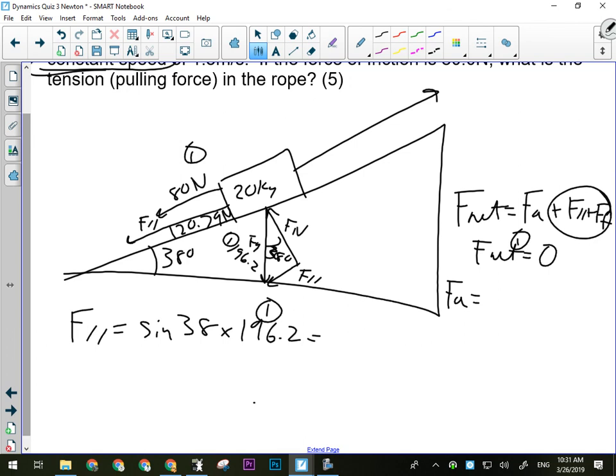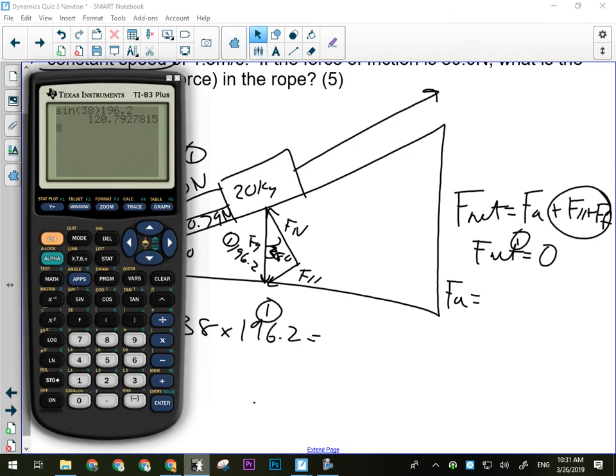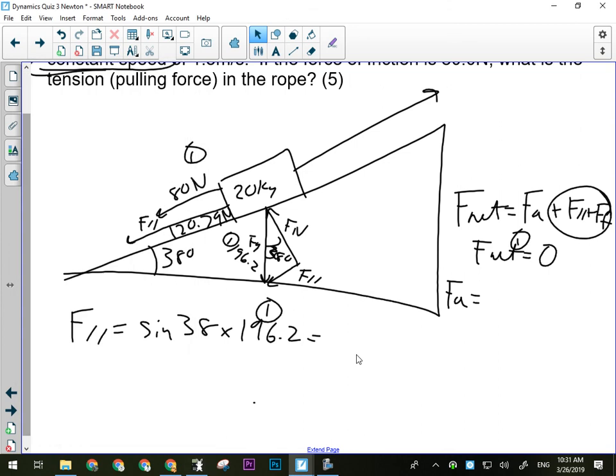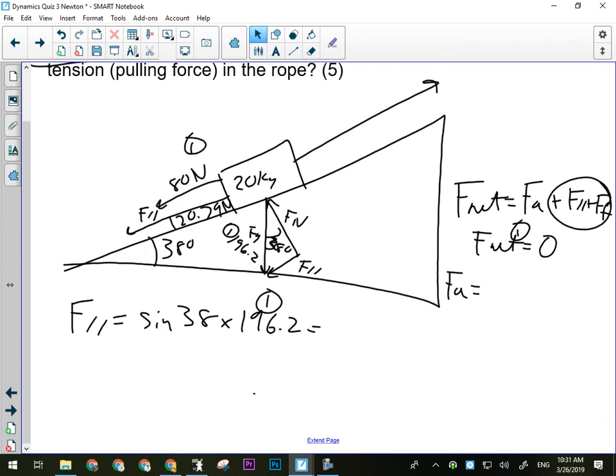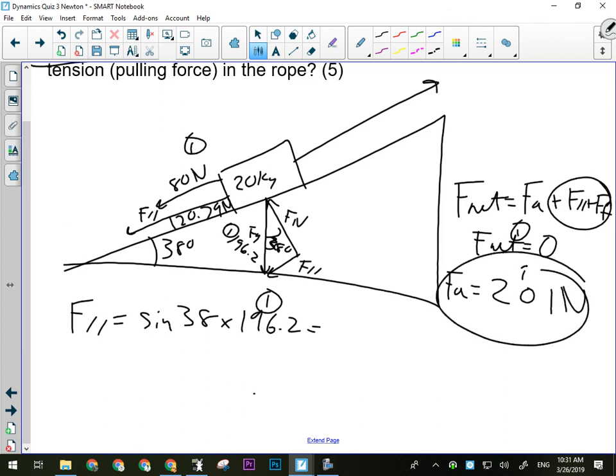That's the 4th mark. Okay, our applied force then will be 200 newtons, right? We have 3 significant figures, so we'll have 201 newtons as our applied force. 5th and final mark. Okay, questions on that one? All right.